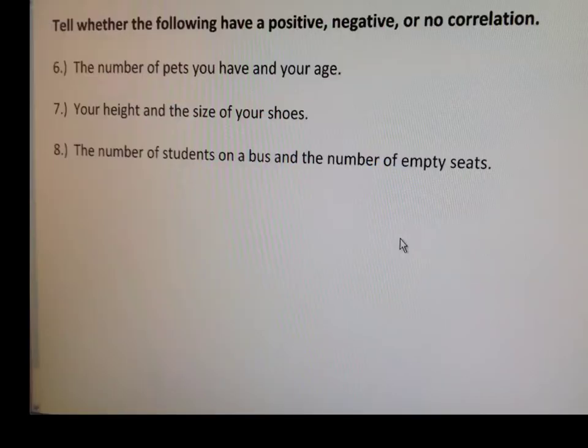Okay, I'd like you guys to try these three. So push pause, and I want you to read through them, and you decide which one you think it is for each of these. Push play when you're ready to hear your answers.